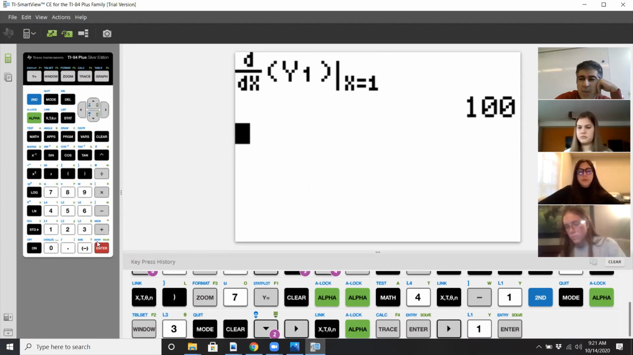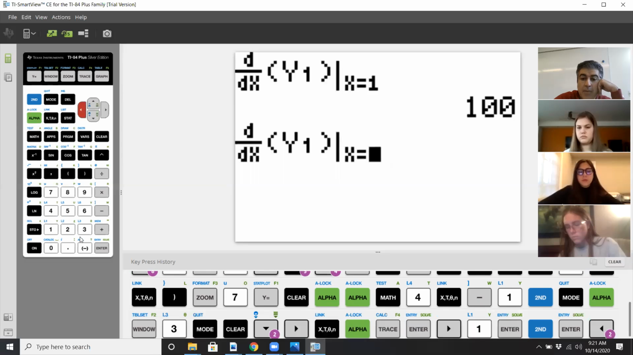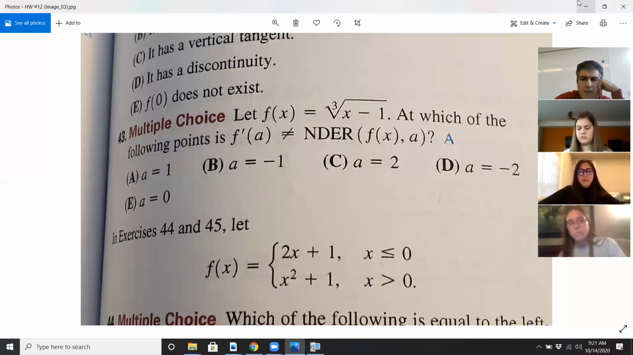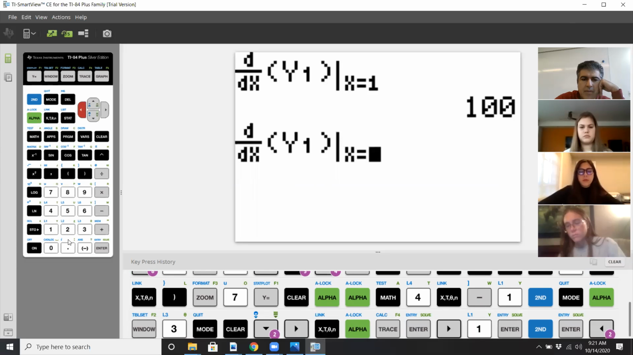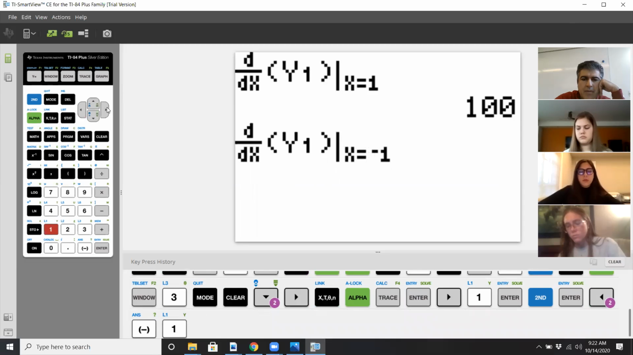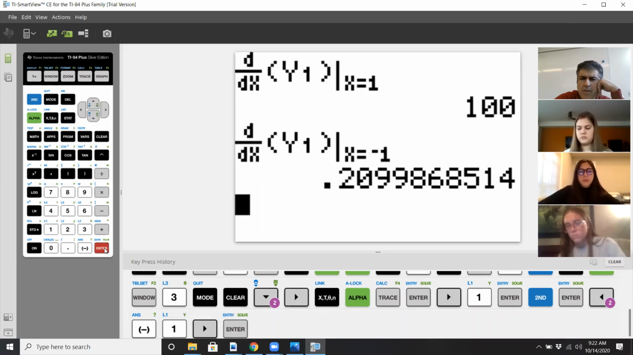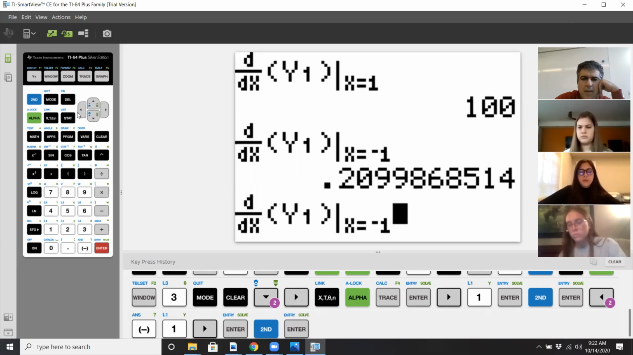So it says 100, which is kind of weird. You could try different numbers, like for example, if I do like -1 or 2, I get those that seem a little bit more reasonable. So why is 100 unreasonable? Well, let's actually look at the graph as well.